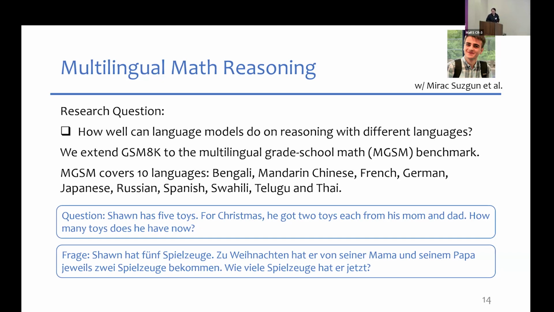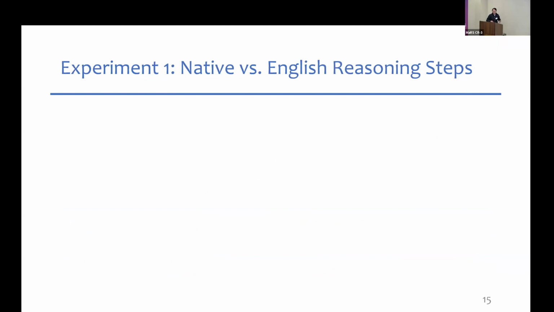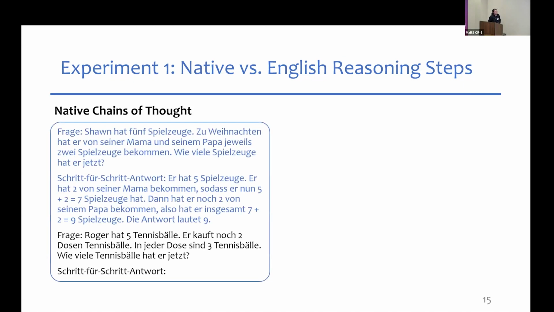We focus on chain-of-thought reasoning, and I'm now going to present two sets of experiments. In the first experiment, we aim to compare English versus native chain of thought to solve a problem in a particular language. For native chain of thought, I'm still using German as an example. So we are shown a German question, and this is a German chain-of-thought answer. And now what we do is to present the German question of interest, and then expect the model to generate the corresponding German answer.